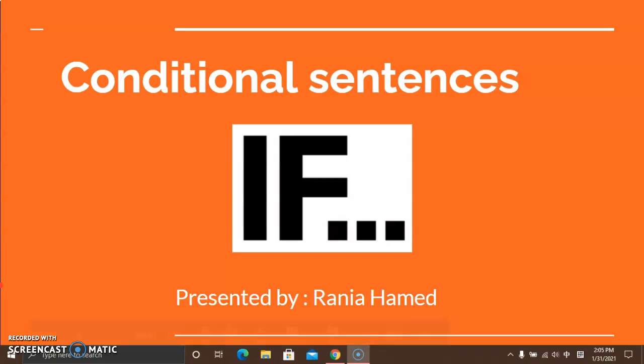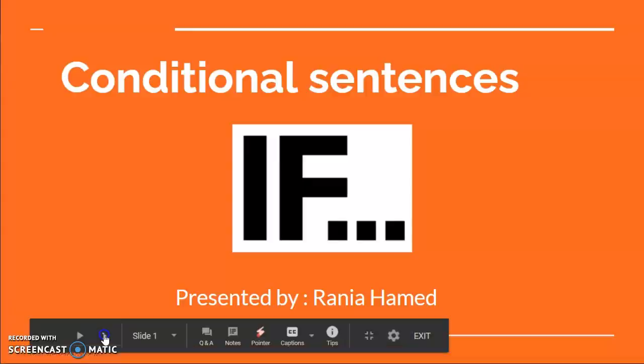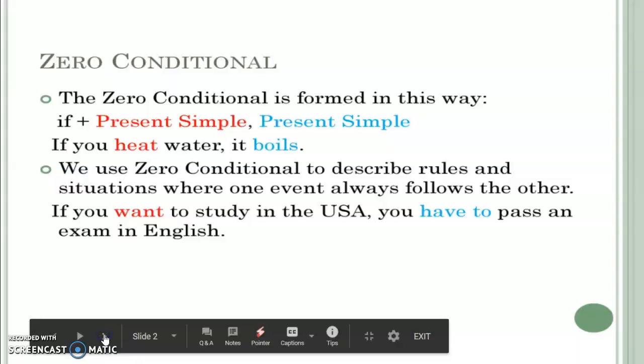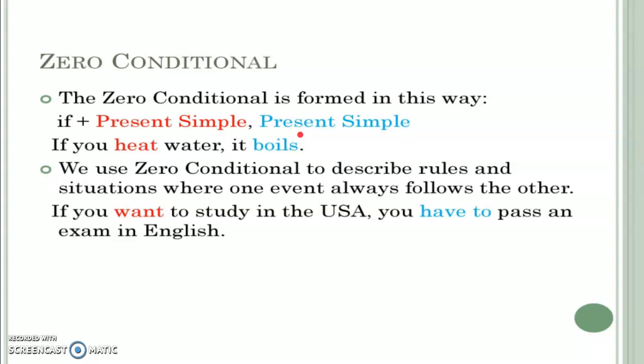Okay, so let's get started. First off, we're gonna work on the first condition, which is the zero conditional. So when we talk about the zero conditional here, we should understand the form, which is present simple followed by present simple. For example, if you heat water, it boils.